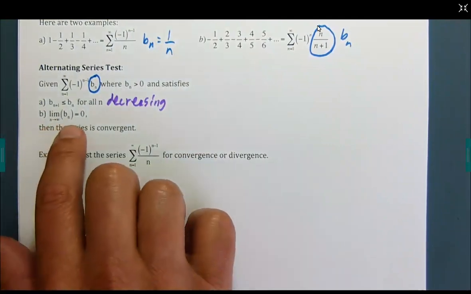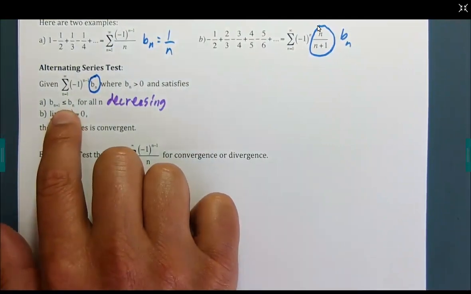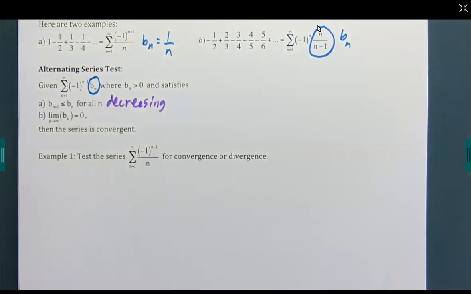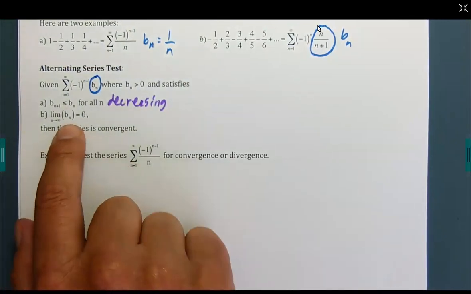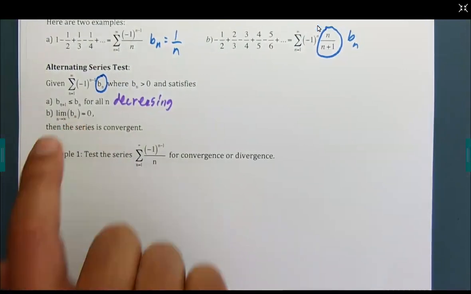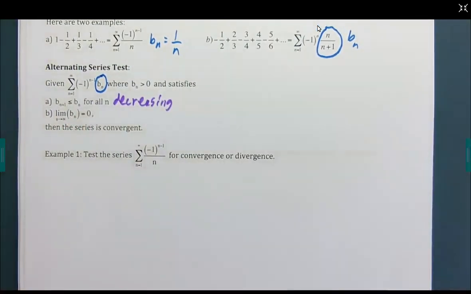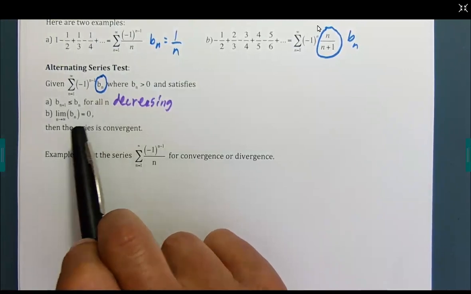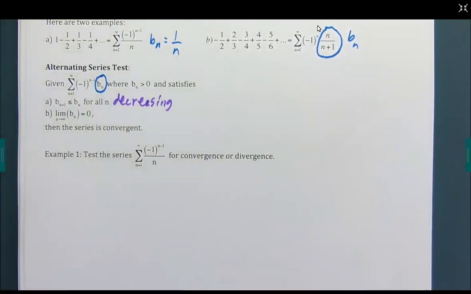If the limit doesn't go to 0, or if it's not decreasing, all that means is that we cannot use the alternating series test. It does not mean that it's divergent. However, if that limit doesn't go to 0, I would go back to the test for divergence and check that. But all that this says is if the b sub n terms are positive, it's decreasing, and that limit goes to 0, then the series is convergent.